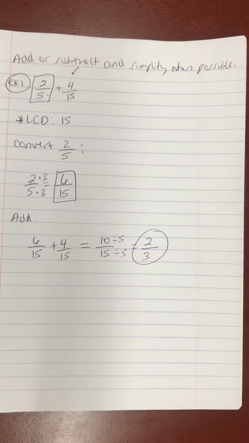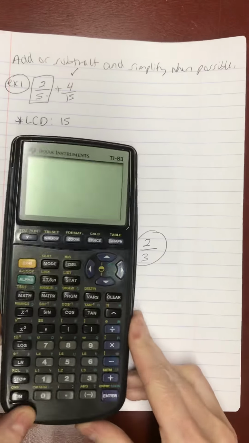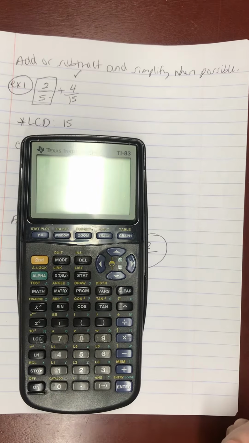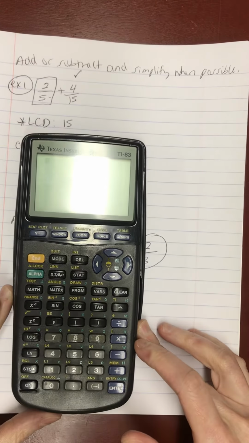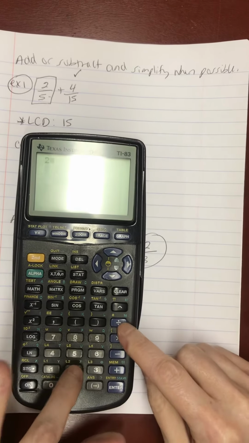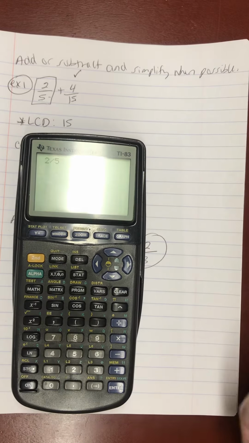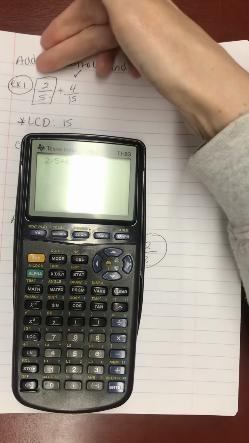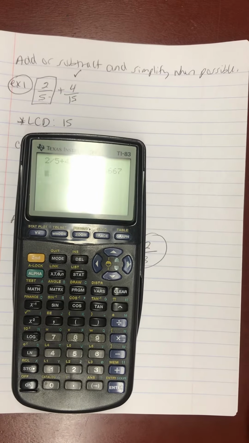Some of you, maybe 5 of you in my 2 classes combined, have a graphing calculator like this one. If you have one like this, let me show you a way that you can do it on here. If you're putting 2/5 in, you can just go 2 divided by 5. On the graphing calculator, it writes it as a fraction for you. And then you just go plus 4 divided by 15. I'm just putting in these 2 fractions here. Now watch, when you hit enter, you get a nasty decimal.